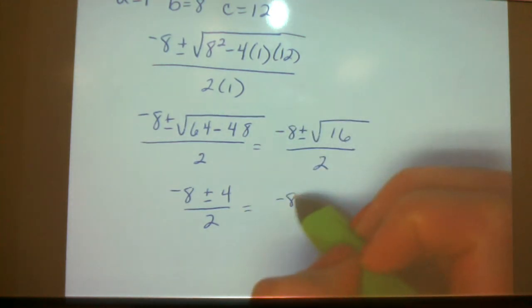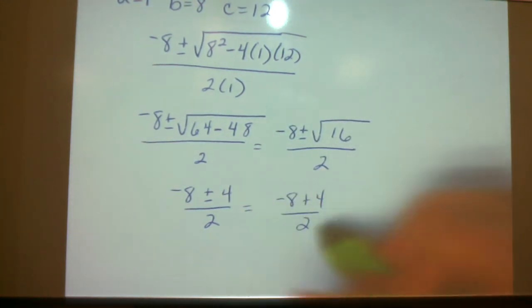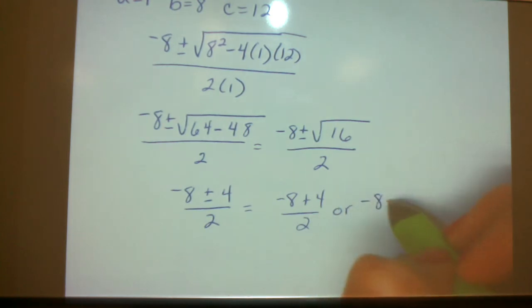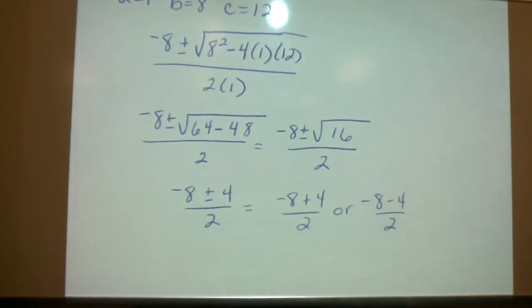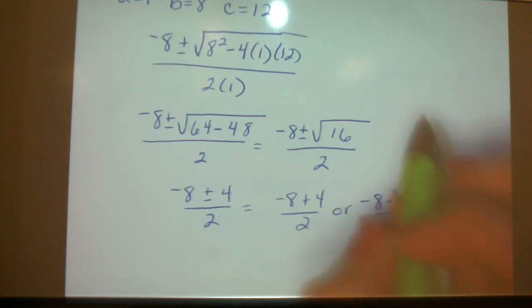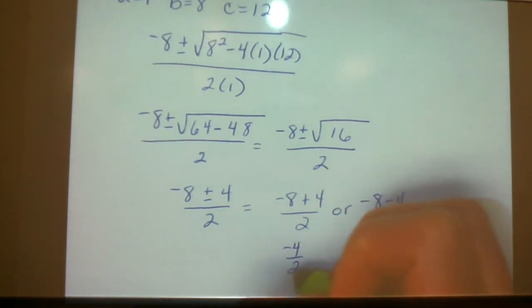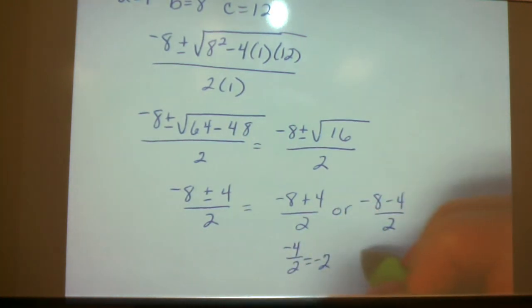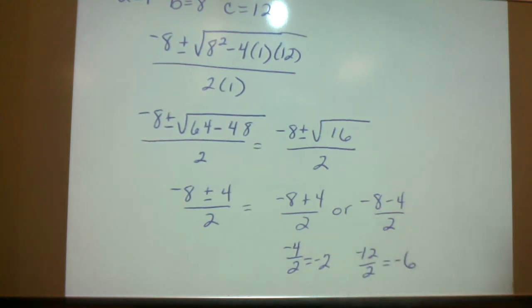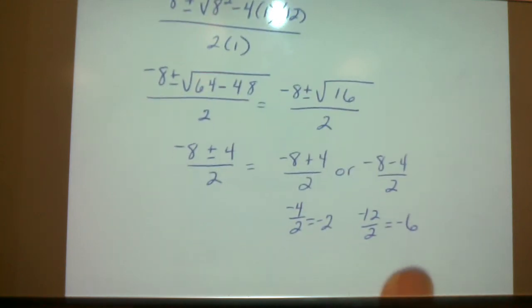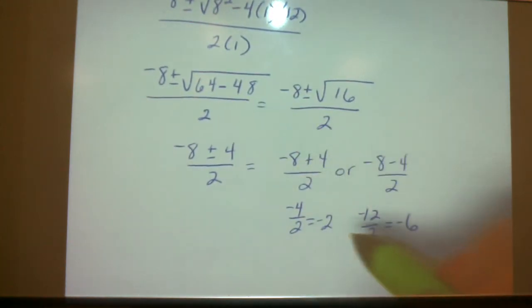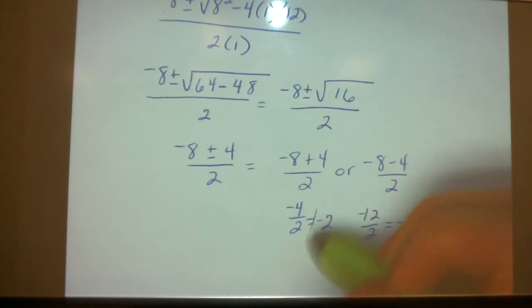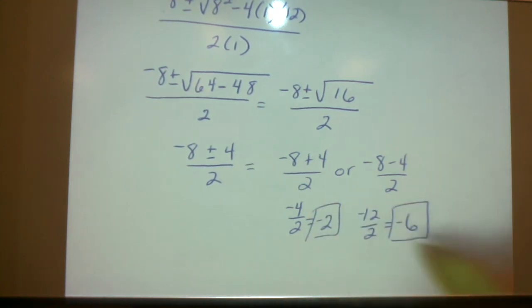So I've got negative 8 plus 4 over 2 or negative 8 minus 4 over 2. That plus or minus I've got to break up. So I've got negative 4 over 2, which gives us negative 2. Negative 12 over 2, which gives us negative 6. That means if I were to graph this quadratic equation, this graph would hit the x-axis at negative 2 and negative 6.